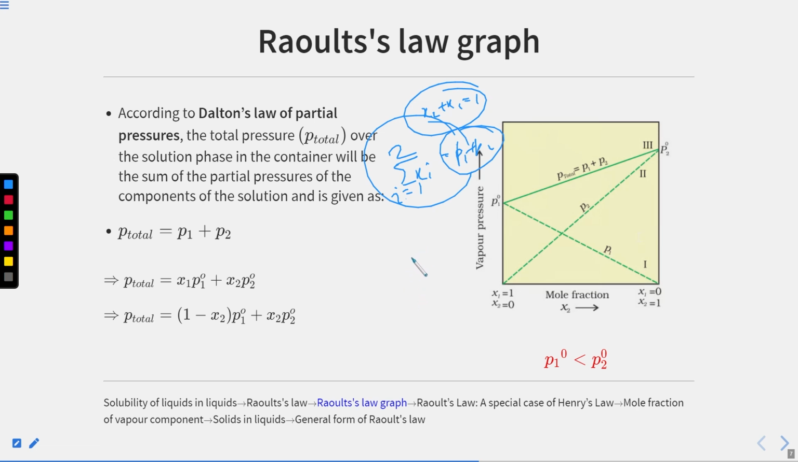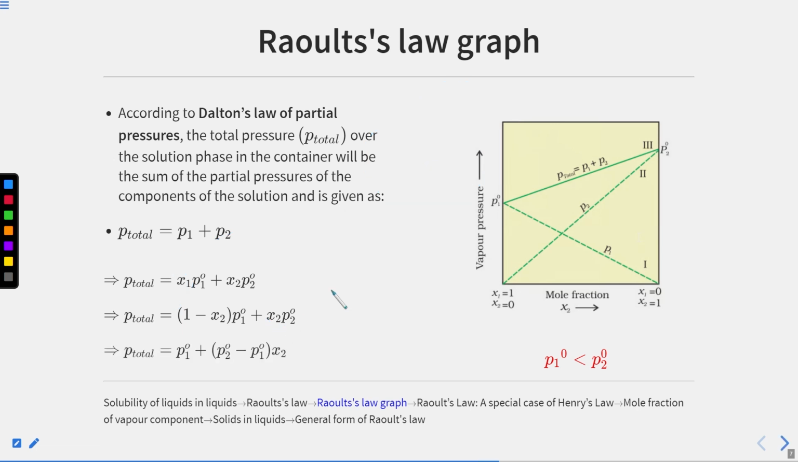So we can replace this x1 by 1 minus x2. If we take this one, we can write this directly, right? So this is (1 minus x2) p naught 1 plus x2 p naught 2. Later on, what do we do? We take this thing here. What we're doing here is that I'm writing it clearly.